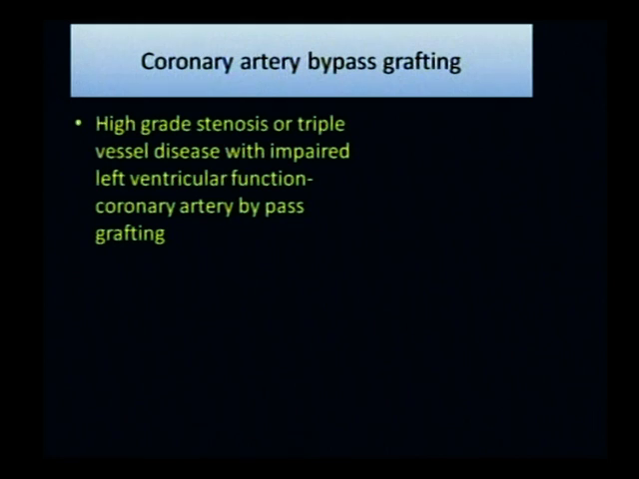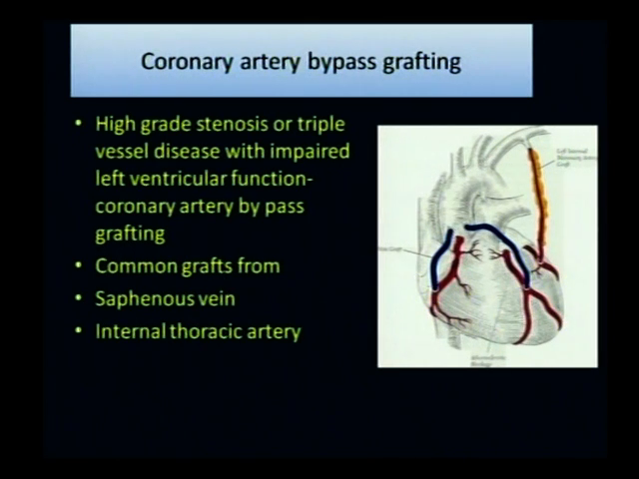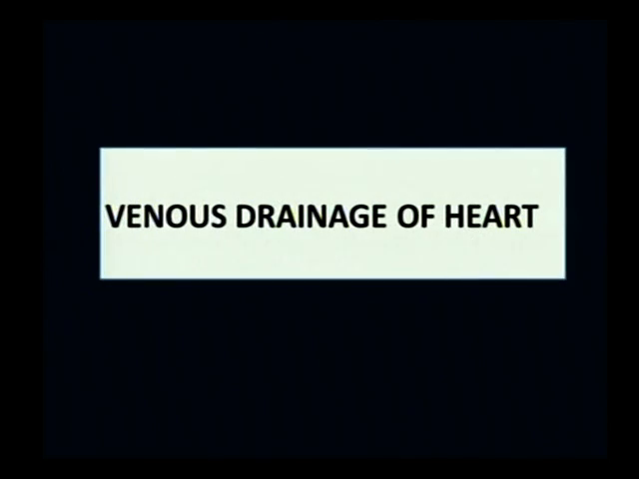If you have major or high grade stenosis, with all 3 vessels affected and impaired left ventricular function, then the treatment modality is coronary artery bypass grafting, and the common grafts are from the saphenous vein and the internal thoracic artery. They have followed up these grafts for 10 years, and they have understood that internal thoracic artery grafts play a better role than great saphenous vein grafts.